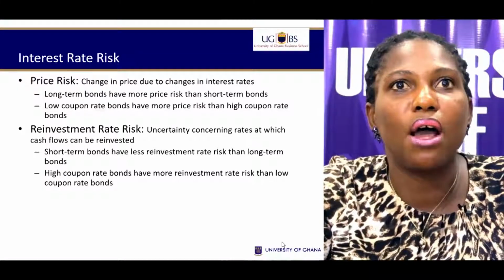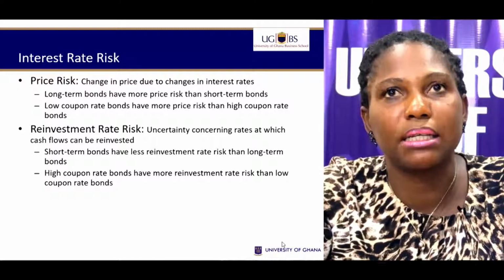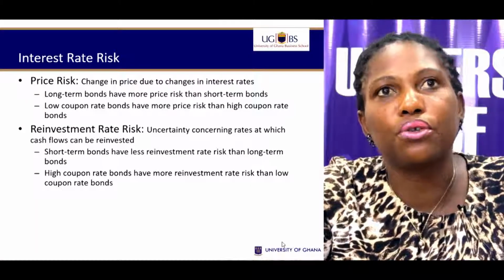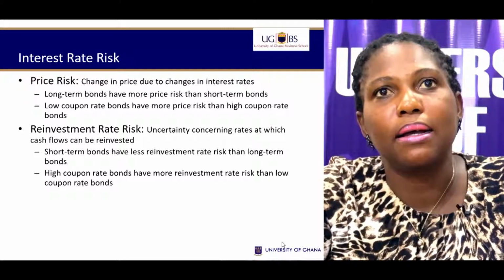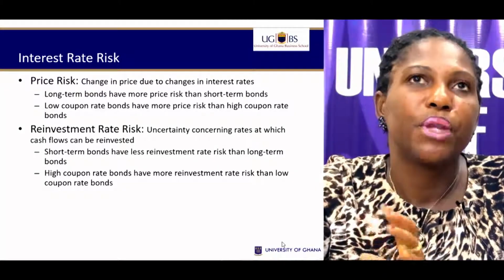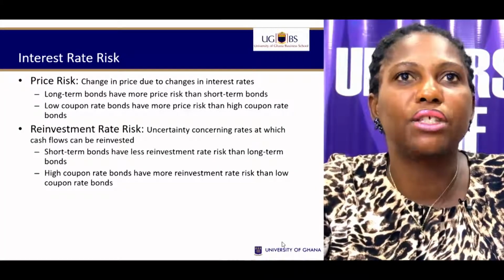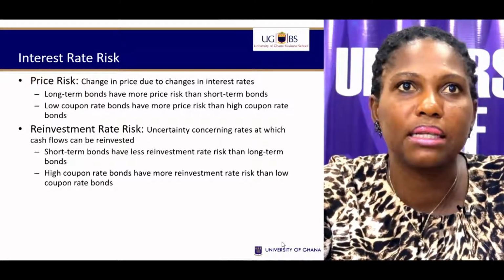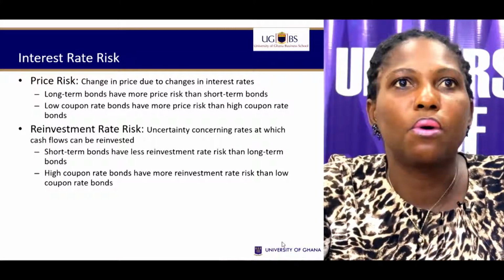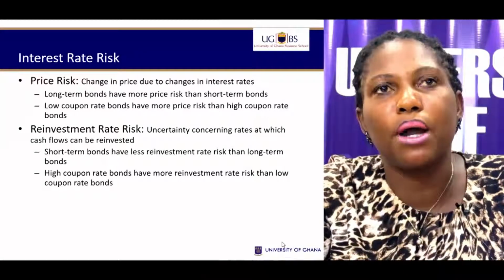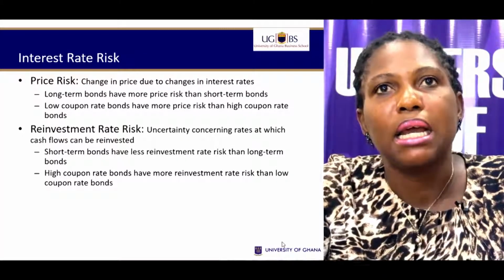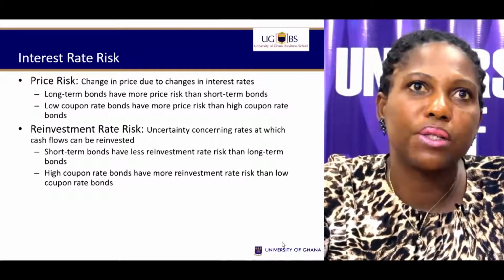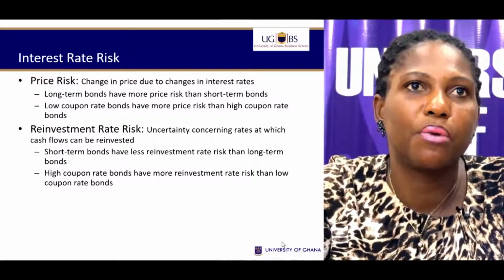Now, when we have longer-term bonds, the price risk is higher, because the period between the issue and maturity is longer, therefore giving room for a lot of change that may occur in the interest rate that's affecting the price. And when a bond has low coupon payments, it normally is more sensitive to changes in interest rates on the market, hence having a higher price risk.